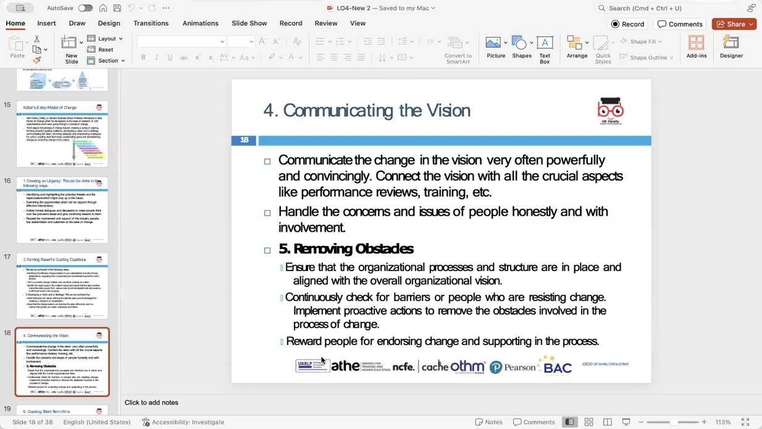The next important task is removing obstacles that could hinder the change process. These obstacles could be structural, such as outdated processes, or behavioral, such as employees' resistance. Leaders must ensure that the organization's structures and processes are aligned with the change vision.